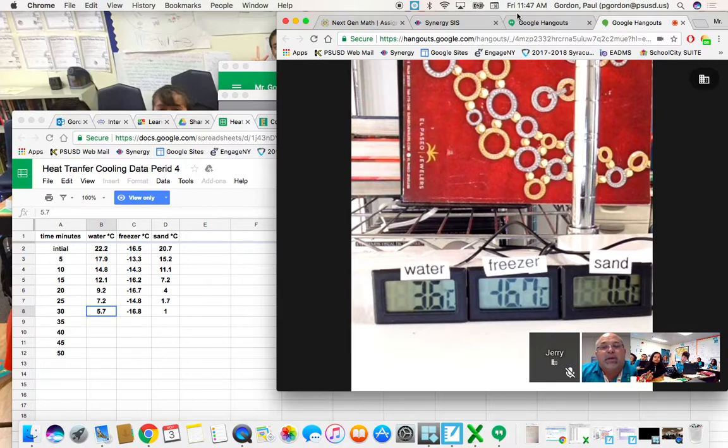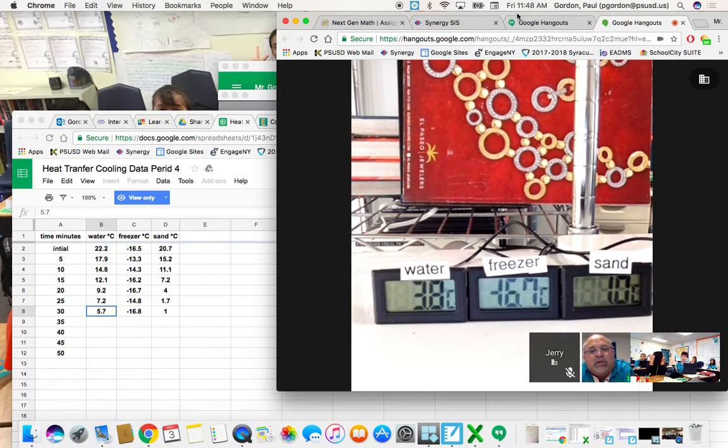So look at the sand. 22.2 minus 5.7 would be the change in temperature. We call that delta. So the change in temperature was from 22.2 and then it went to 5.7 degrees. Which one is warmer? 22 or 5.7? Everyone? 5.7. Warmer. Wow. I heard warmer. 22.2 degrees Celsius is quite a bit warmer than 5.7 degrees Celsius.